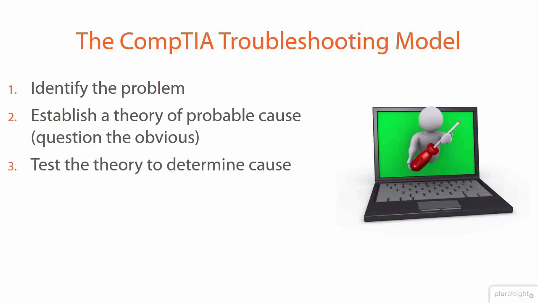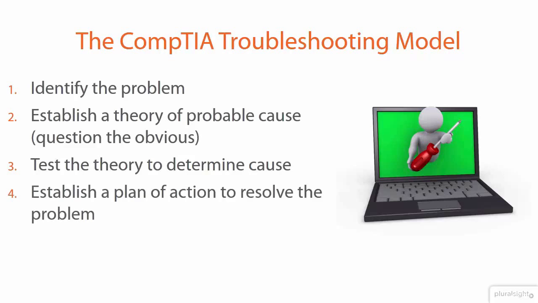Step 3 is where we test the theory to determine a cause. We reproduce the problem. We follow the steps that the user has been doing and see if we can reliably reproduce the problem. You may be in the middle of it and there's nothing you can do. It's just obvious that the problem is happening. You've interviewed the customer. You've asked questions like when was the last time the computer behaved normally and what changed between then and now. It's now time for you to establish a plan of action and resolve the problem.